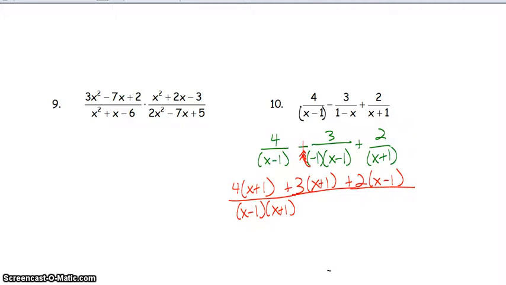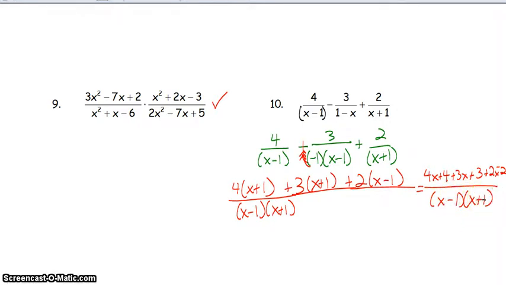The next step, again, when you're combining, is you need to multiply out and add like terms. With multiplying, like problem number 9, you don't have to do that. You just have to factor and then simplify. When you have pluses and minuses, you need to combine it into all one term on the top. So I get 4x plus 4 plus 3x plus 3 plus 2x minus 2 all over x minus 1 and x plus 1.